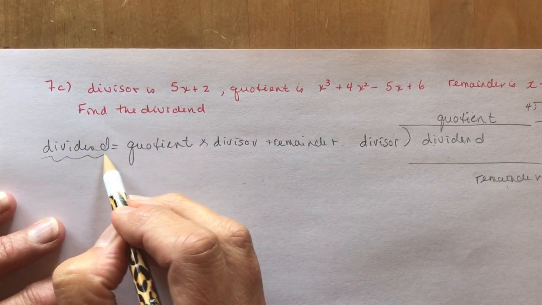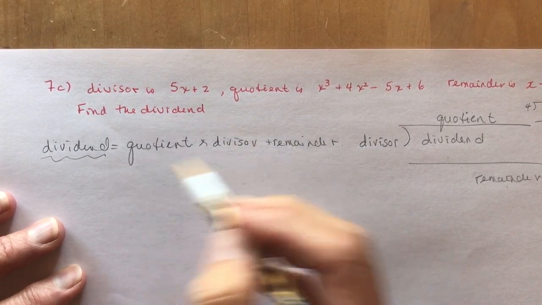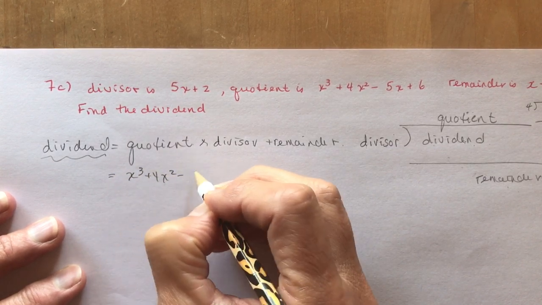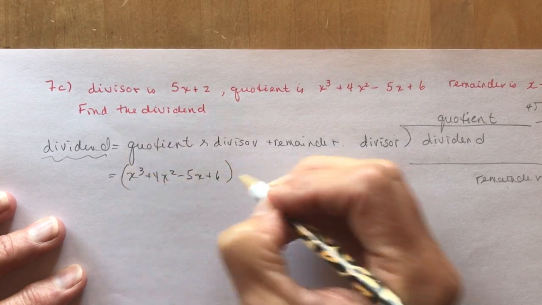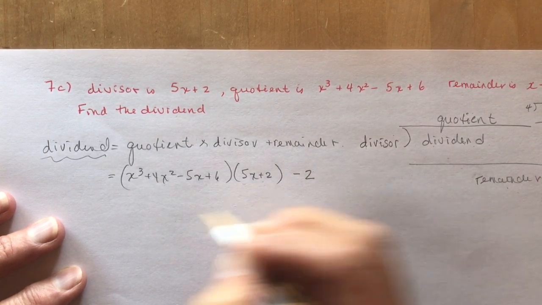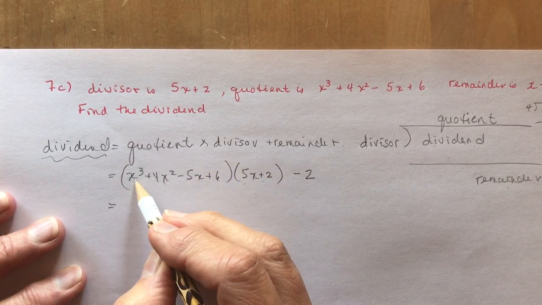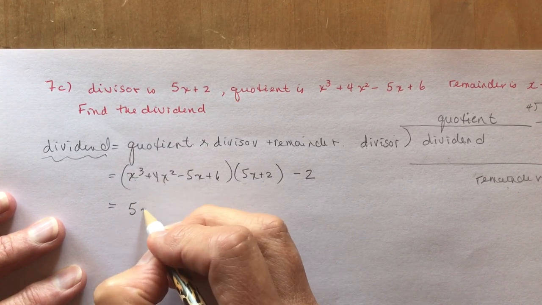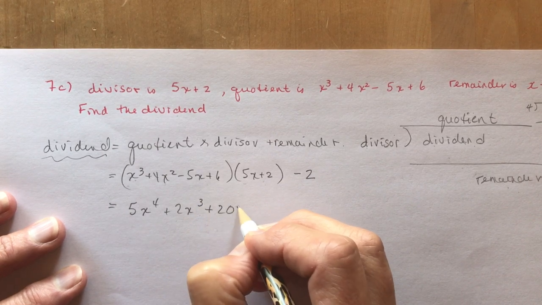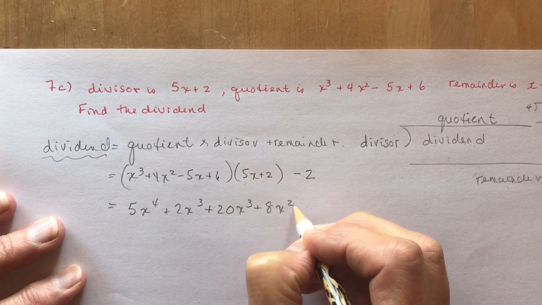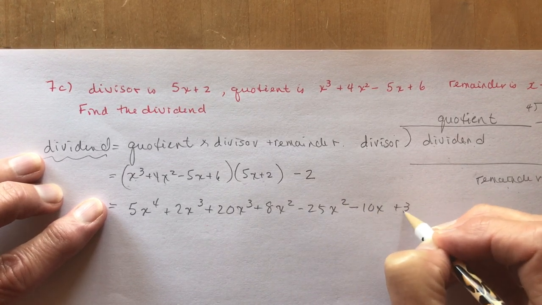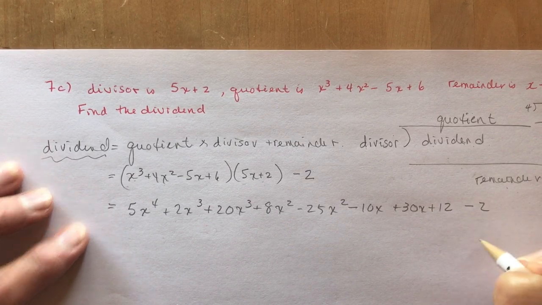So they want you to find the dividend. We've got it on the right side. If they gave you other parts, you could just rearrange the equation, right? So the quotient, I have x cubed plus 4x squared minus 5x plus 6 times 5x plus 2, and then I'm going to add negative 2. So this is just an expanding and simplifying kind of question. So I have 5x to the 4th plus 2x cubed, 20x cubed, 8x squared, minus 25x squared, minus 10x plus 30x plus 12 minus 2.